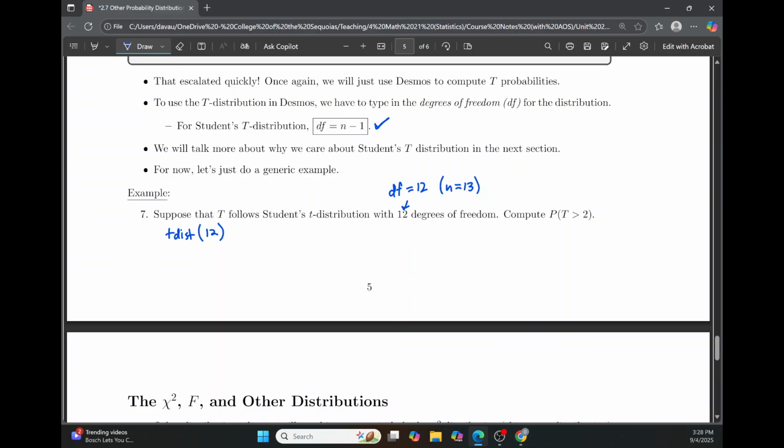And so we can just close up those parentheses, t dist 12, right? So you put in the degrees of freedom, and then we're going to calculate the probability that t is greater than 2. Okay. Now, student's t distribution is a continuous distribution. So it works kind of like the normal distribution, in the sense that the probability that t is greater than 2 is exactly the same thing as the probability that t is greater than or equal to 2. And the reason I'm writing it that way is just because that's how it's going to show up in the Desmos calculator. Okay, so let's go over to Desmos and take a look.